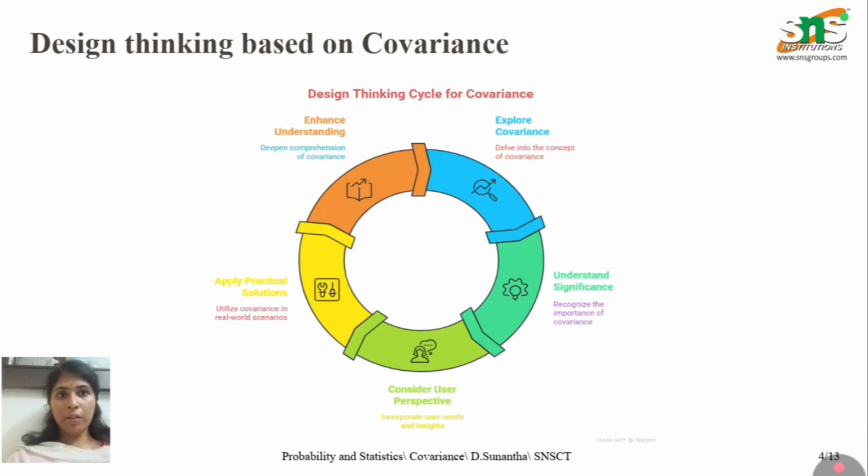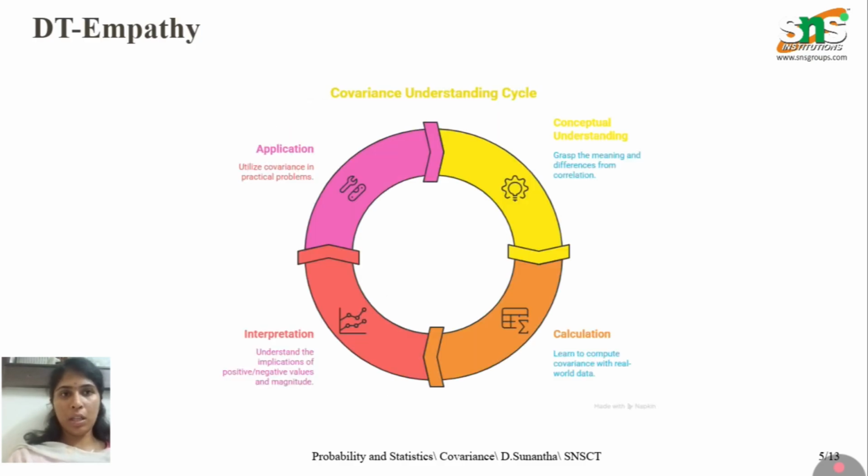So here is the design thinking based covariance. The first one is understanding the significance: first we need to know why to use covariance, so as to recognize the importance of covariance. Next, consider the user perspective and incorporate user needs. Next, a practical solution will be discussed. Next, enhancing the understanding, depth and comprehension of covariance. Next, exploring covariances is discussed.